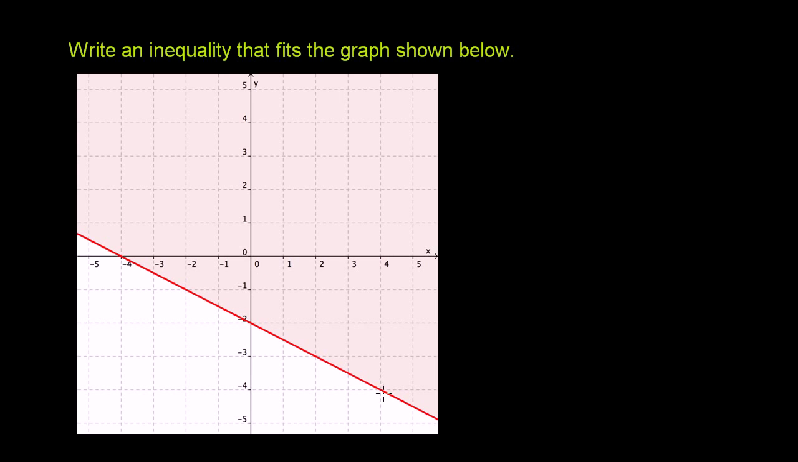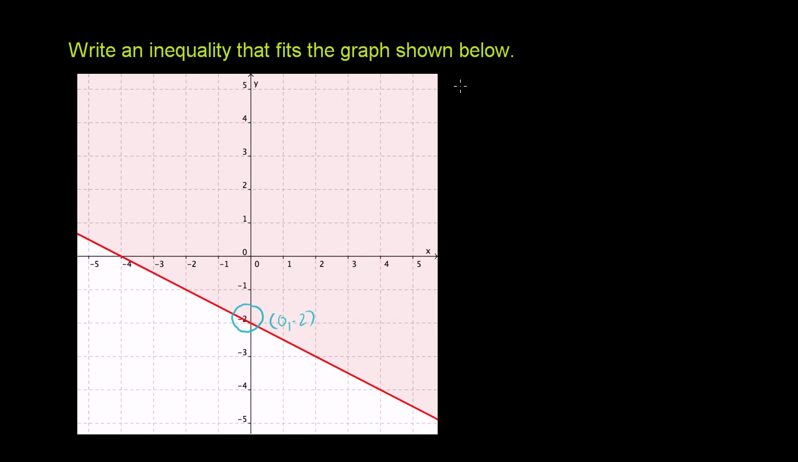So first we just have to figure out the equation of this line. We can figure out its y-intercept just by looking at it. Its y-intercept is right there. Let me do that in a darker color. Its y-intercept is right there at y is equal to -2. That's the point (0, -2).